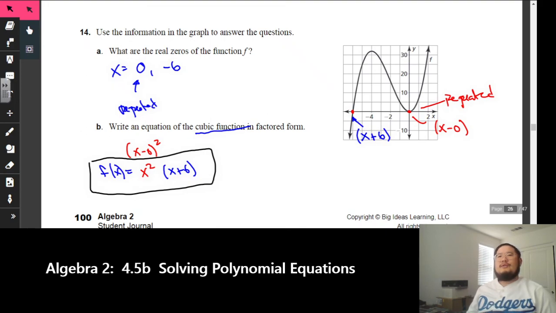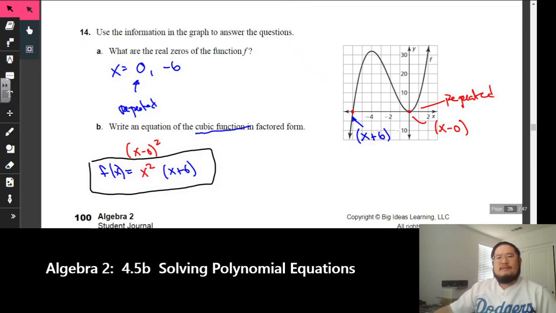And there's your solution right here. There's the equation of our cubic function in factored form. Because if you were to go ahead and distribute, that turns into x cubed plus 6x squared. It's a cubic function. It fits all the values of it going opposite directions. And voila, I know that at 0, it's a repeated solution because it's x squared.